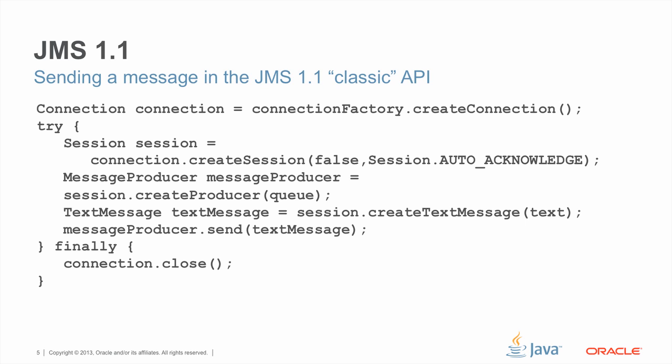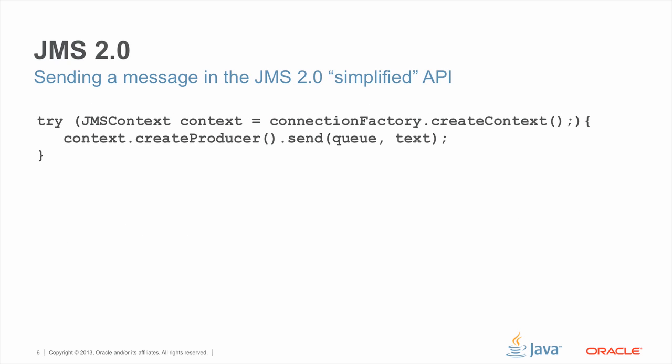So let's now look at how you might do the same thing in JMS 2.0 using the new simplified API. And here it is. It's quite a lot simpler. Again, you start with the connection factory. This time you use it to create a JMS context object.